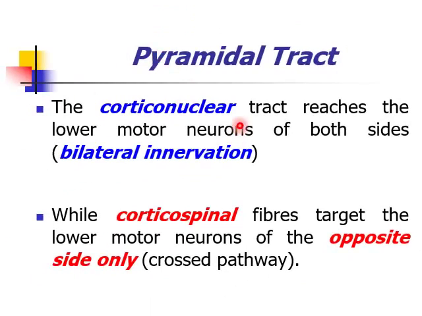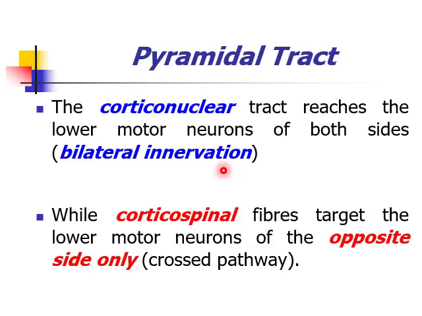The corticonuclear tract reaches the lower motor neurons of both sides, so it's bilaterally innervated, while the corticospinal fibers target the lower motor neurons only of the opposite side, so it's a crossed pathway, meaning that the cortical areas of the brain bombard both cranial nerve nuclei at the same time. If I'm having the right side of my cerebral hemisphere giving an order to a cranial nerve nucleus, it usually gives the order to both cranial nerve nuclei at both sides of the midline.